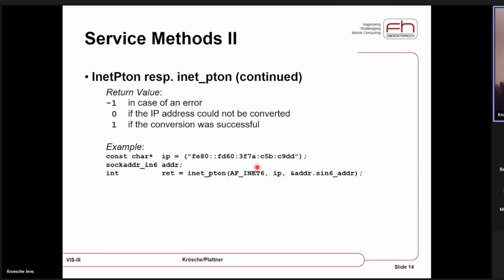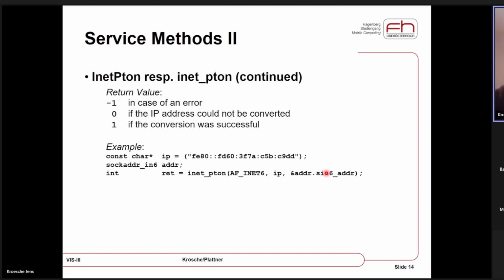Aside from that, INET Python has some return values. So -1 if something really has gone bad, and 0 if the IP address could not be converted, so you made a mistake on that side, and 1 if the conversion was successful. So if you have an IP version 6 address, you can use INET Python to convert that into something that the system can use to trigger and target a communication partner.